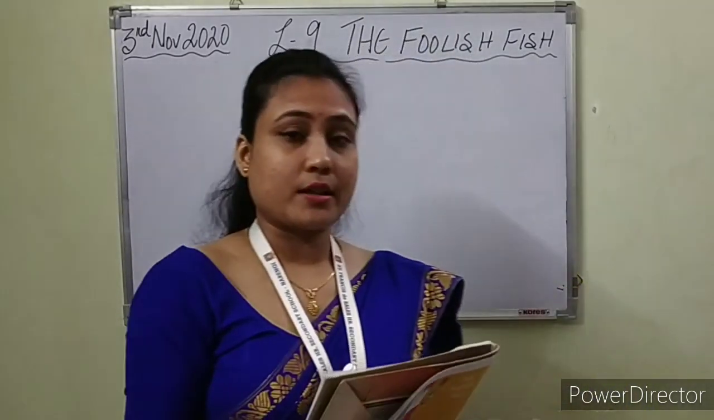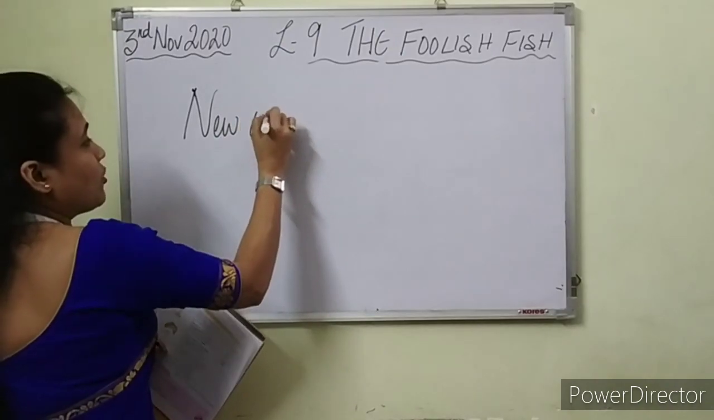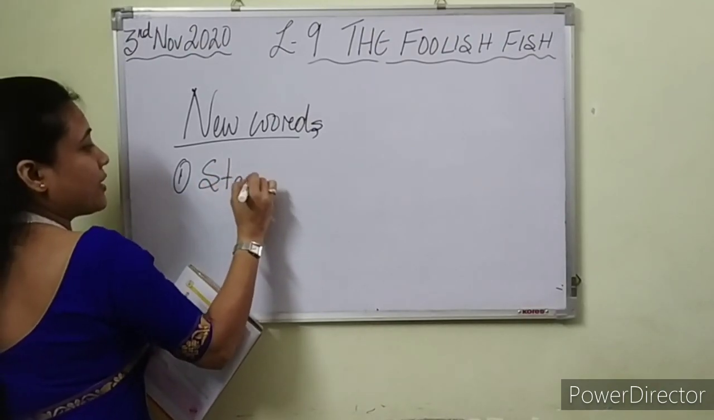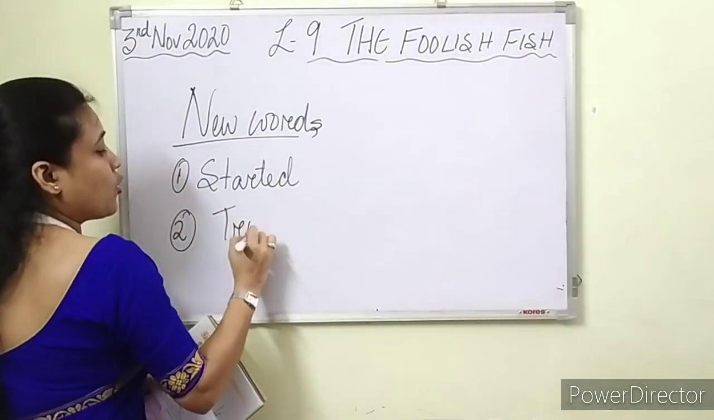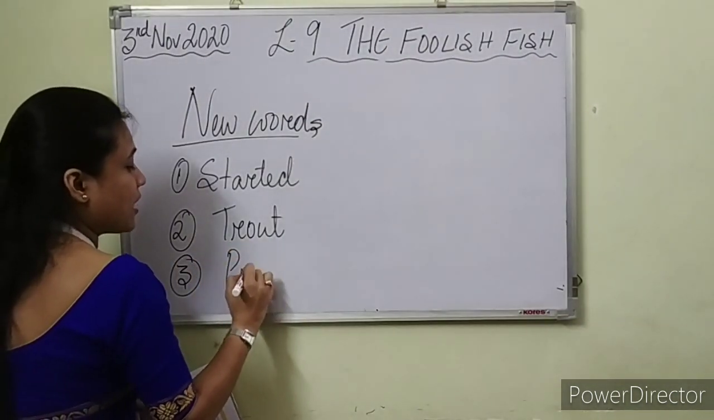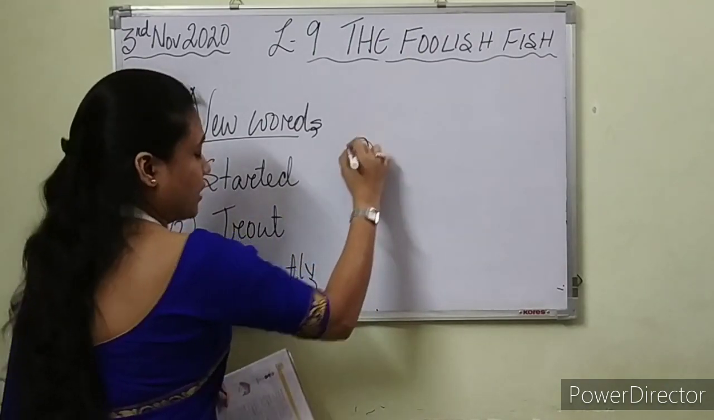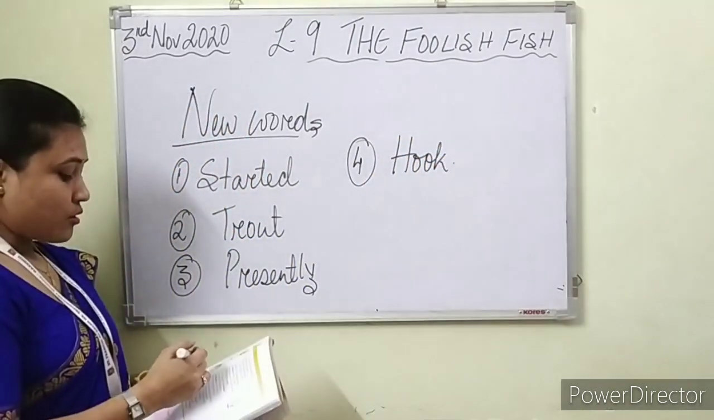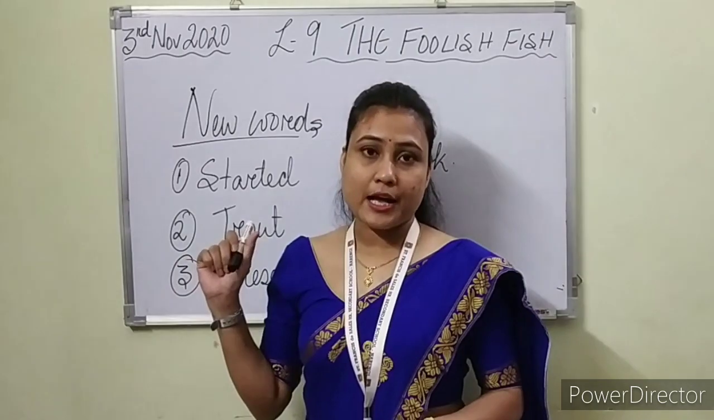The first new word that we came across is started. Can anyone tell me the spelling of started? Number 1, S-T-A-R-T-E-D, started. Number 2 is trout, T-R-O-U-T, trout. Number 3 is presently, P-R-E-S-E-N-T-L-Y. And the fourth word is hook, H-O-O-K, hook. Got it? You have to find out the meaning of the words that I have given.